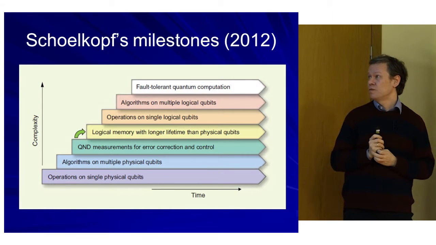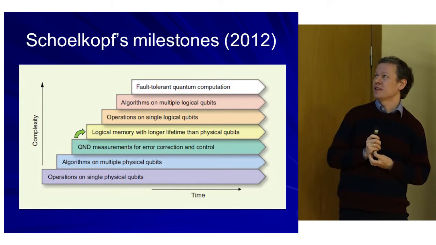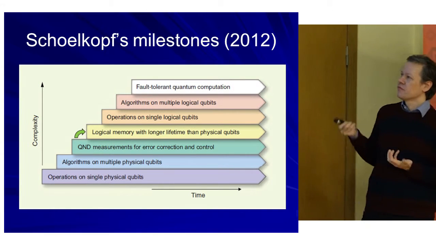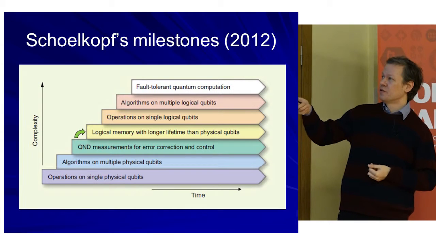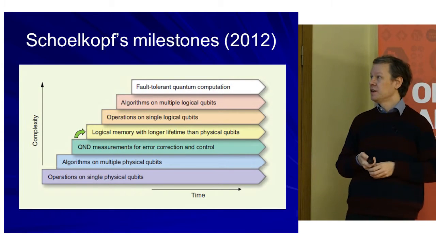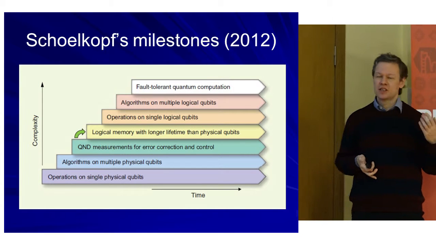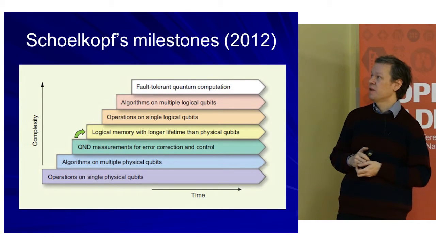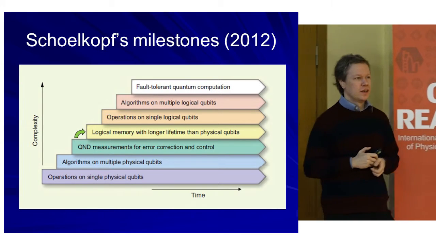Yeah, this is a timeline of steps that one needs to go through to get to a quantum computer. Operations on single quantum bits, algorithms on multiple quantum bits, measurements for error correction and control. This is all done. Then the next step is quantum error correction.